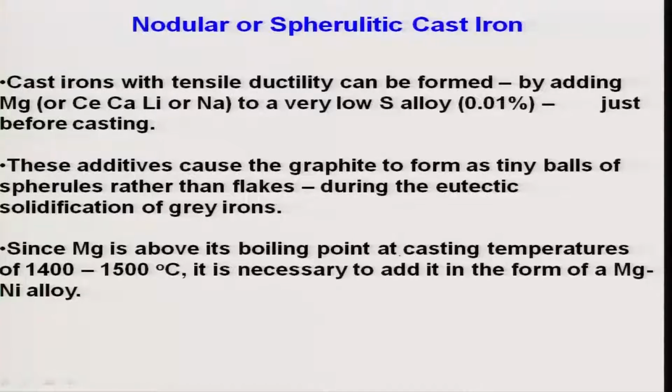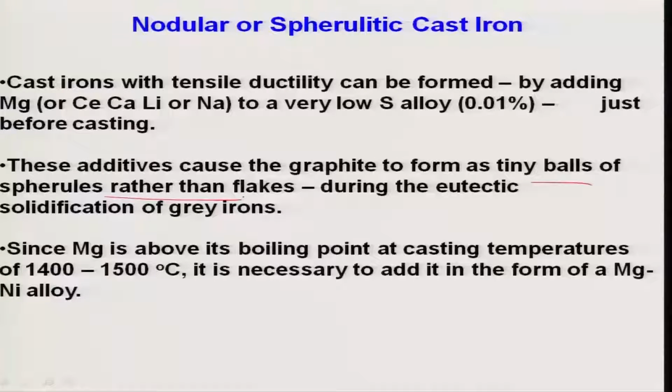Well, you know, cast irons with tensile ductility can be formed by adding magnesium, cerium, calcium or lithium. Sodium is not rarely used either. These are added just before casting. This additive causes the graphite to form as tiny balls or spherulites rather than flakes during the eutectic solidification of grey iron.